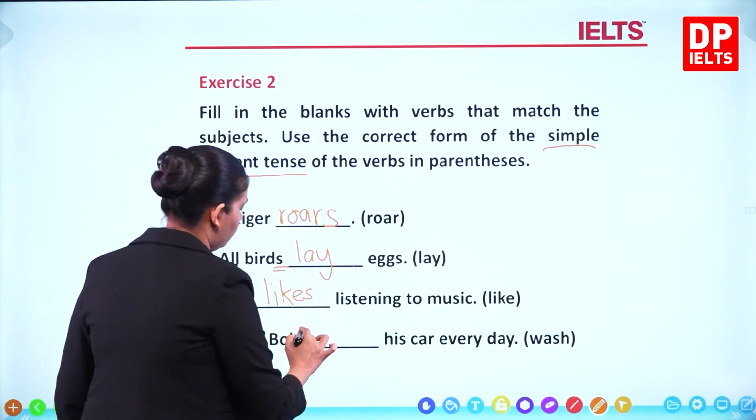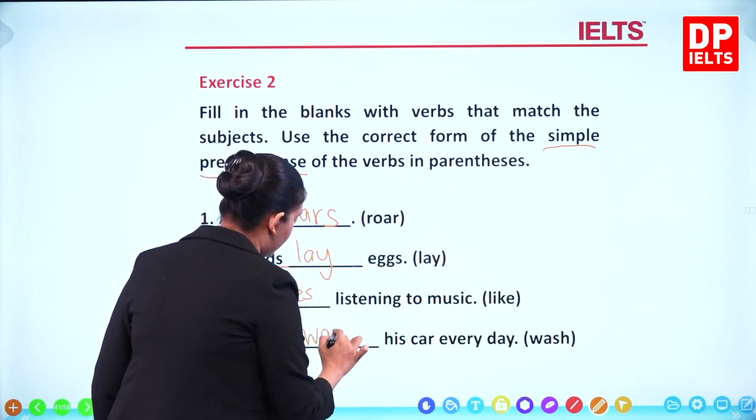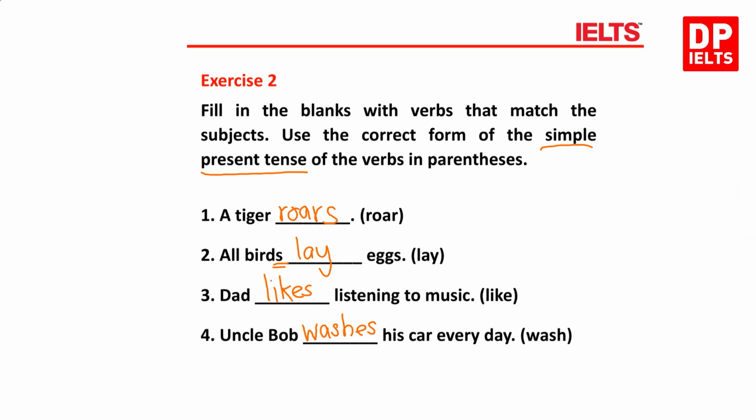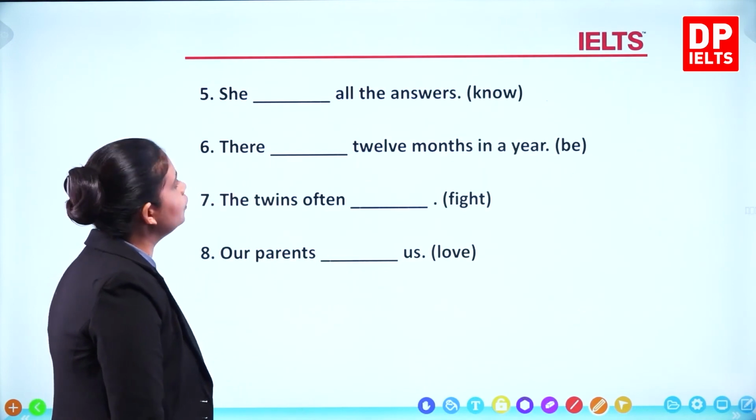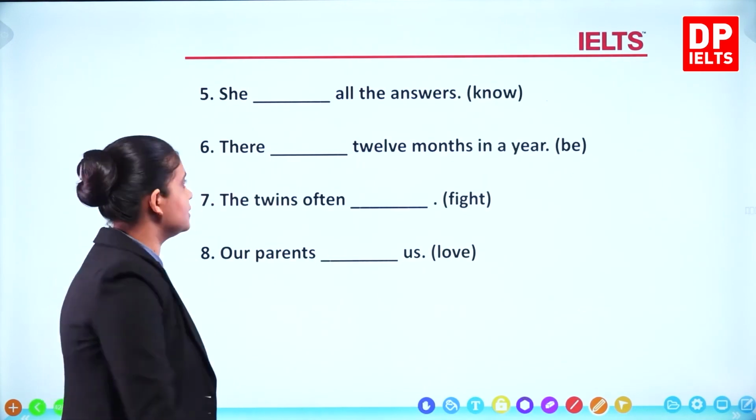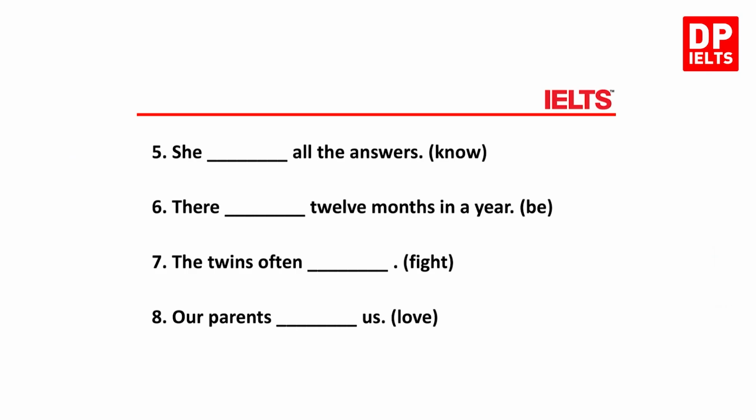Uncle Bob washes his car every day. Bob அதாவது ஒரு பெயர், so Uncle Bob singular, அதனால நாங்க இங்க singular verb யூஸ் பண்றதால S form யூஸ் பண்ணுவோம், washes. She knows all the answers. அவளுக்கு எல்லா விடைகளும் தெரியும். She singular, so we use S form to the verb. She knows all the answers.